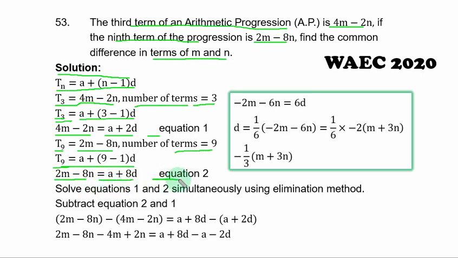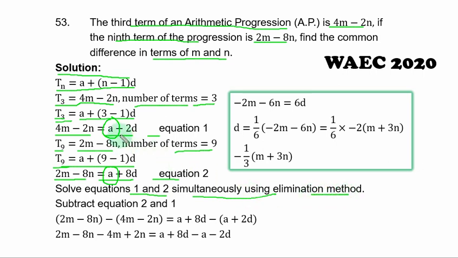You call that equation 2. We are just interested in the common difference. That means you need to eliminate a from both equations. To achieve that, you have to solve equations 1 and 2 simultaneously using the elimination method.